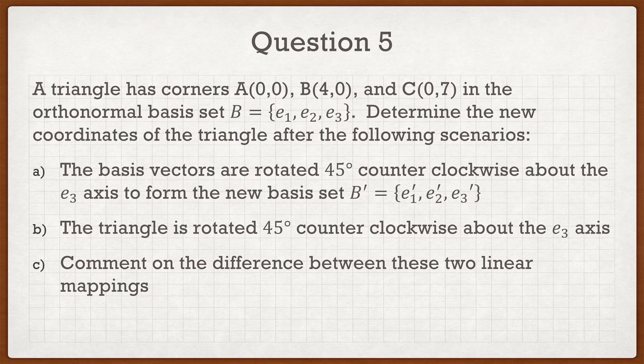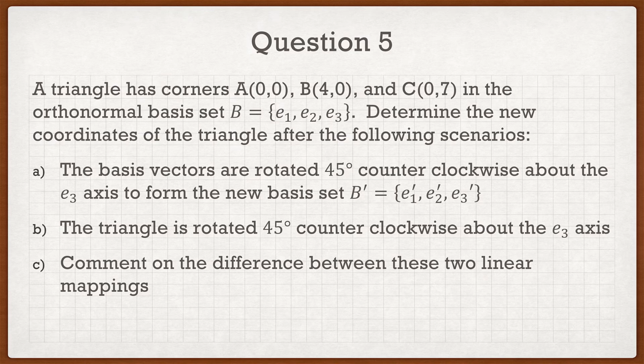Part A says the basis vectors are rotated 45 degrees counterclockwise about the E3 axis to form the new basis set B prime. If you're looking at the picture in your assignment, I didn't include it here, but you are given a picture of what these scenarios mean to help illustrate it. You will understand that this is just a change of basis, and this goes back to assignment 1 and quiz 7, so by this point, you are experts at change of basis.